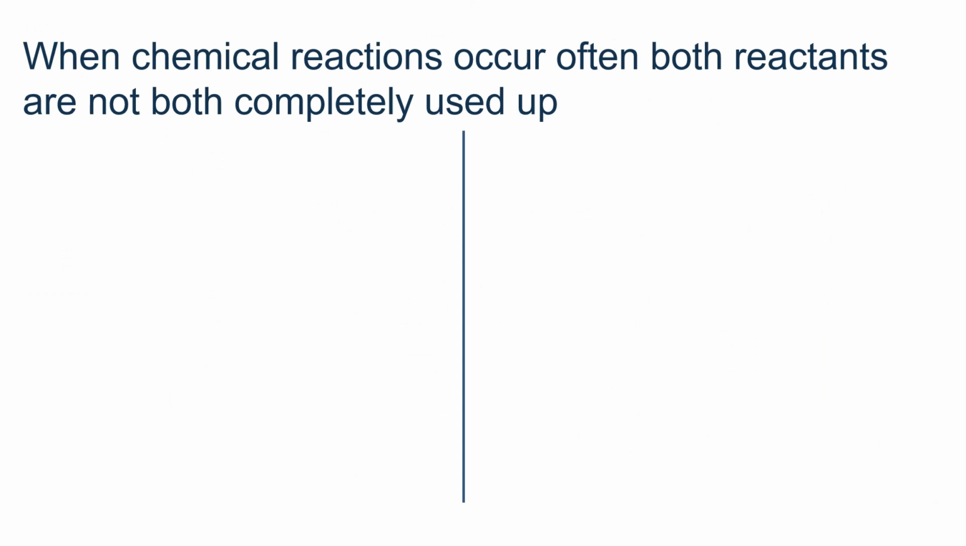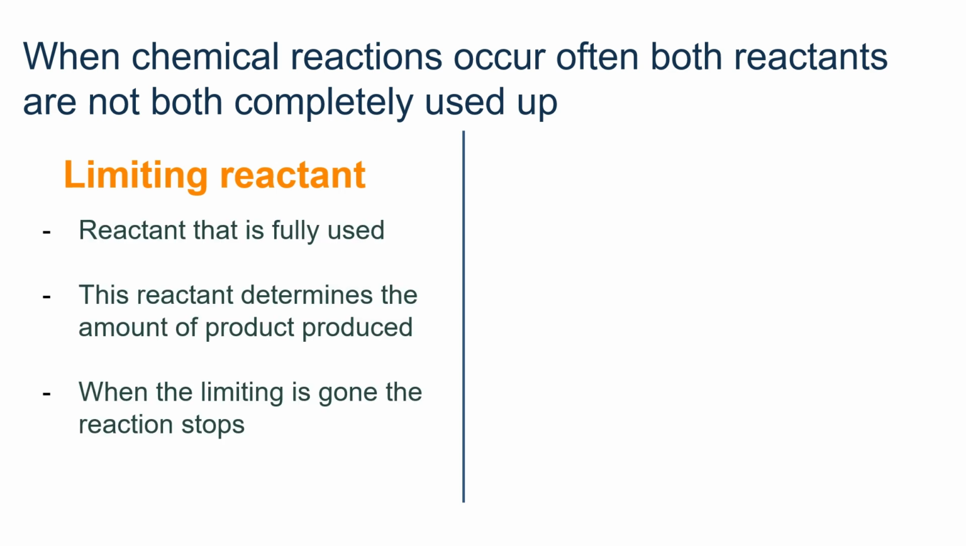So when we have chemical reactions happening, we don't always use both of the reactants up completely. Oftentimes there's reactants that are left over, and there's one that's completely used up. The one that's completely used up is called our limiting reactant, and it's the reactant that's always completely consumed, and it's the reactant that determines the amount of product that's produced. So it always lets us know how much we're going to have when we're done.